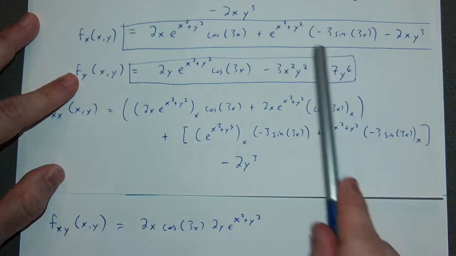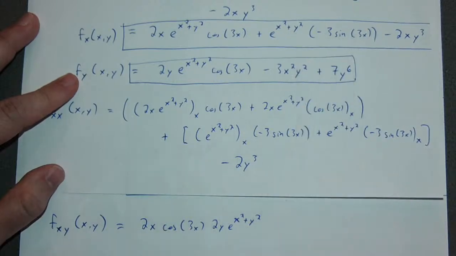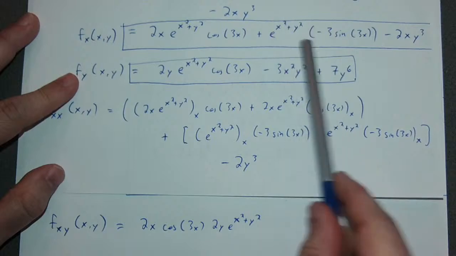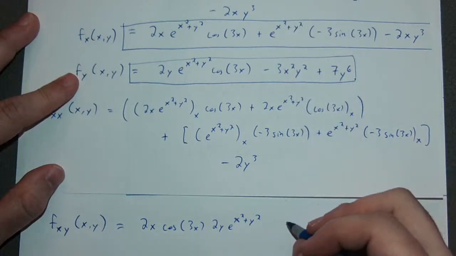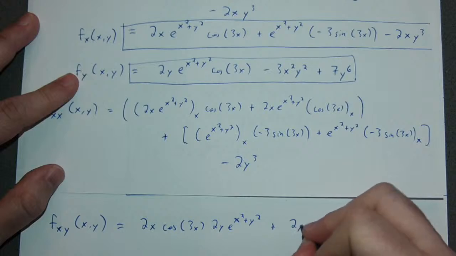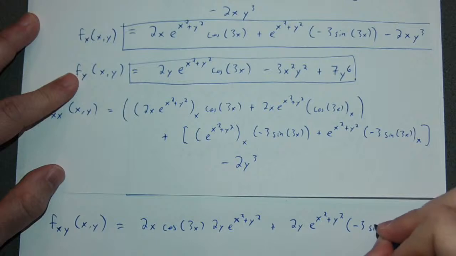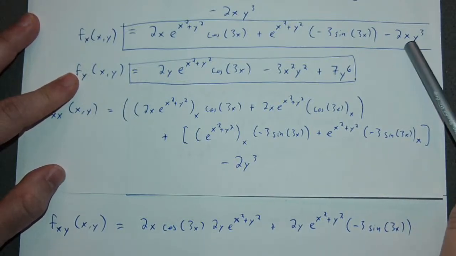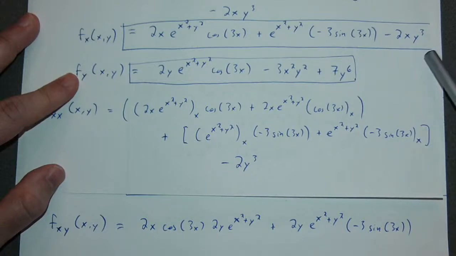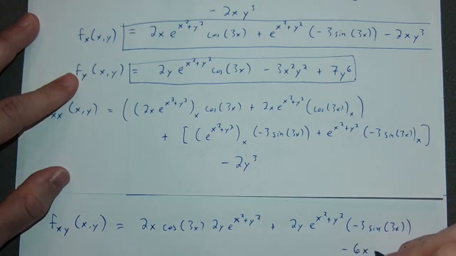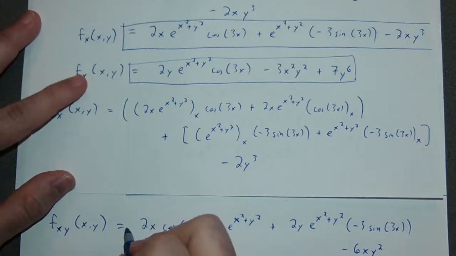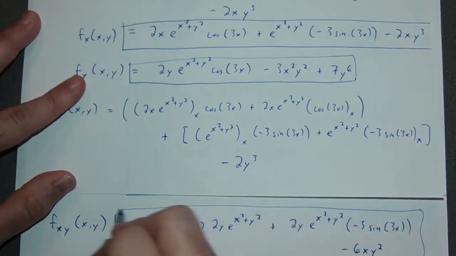The derivative of the second term with respect to y, again, I don't have to treat this as a product. I just have to differentiate this term and treat this as a constant. So this is plus 2y e to the x squared plus y squared times minus 3 sine of 3x. All right, and then the last term is minus 2xy cubed. So I'd take the derivative of that with respect to y, so this would be minus 6xy squared. Okay, and that is f sub xy.